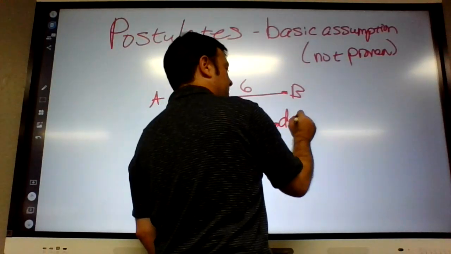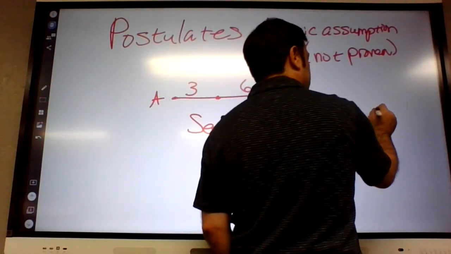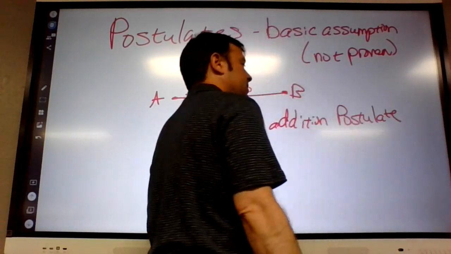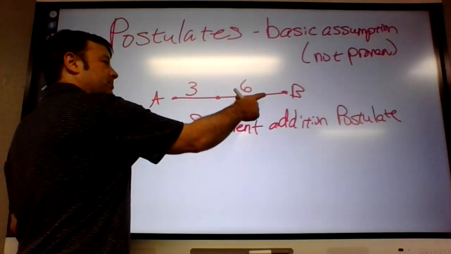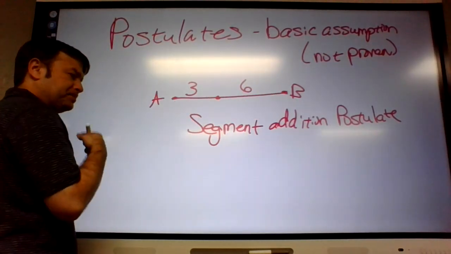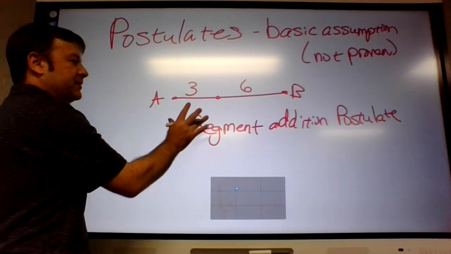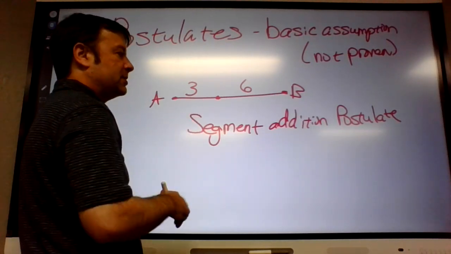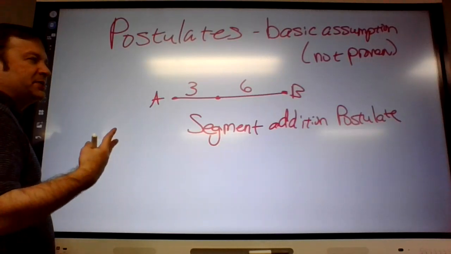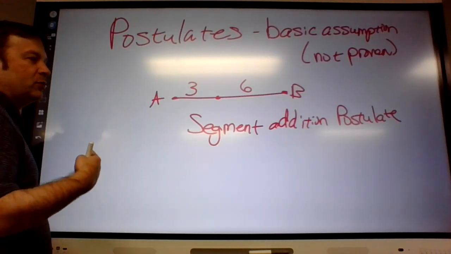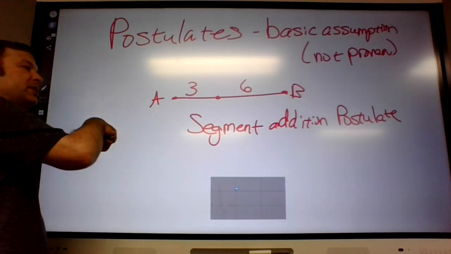Just a basic idea that we assume to be true. This is just an example, segment addition postulate: this part of the segment plus this part of the segment equals the length of the entire segment. Anyway, that's just to give you an idea of what a postulate might look like. Something that's basic that we assume to be true. To build a logic, an understanding of what works and what doesn't work, you have to start with basic assumptions. Not just in math, but in anything.